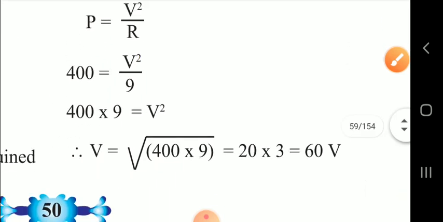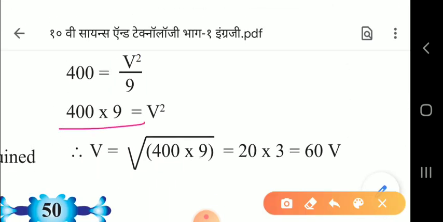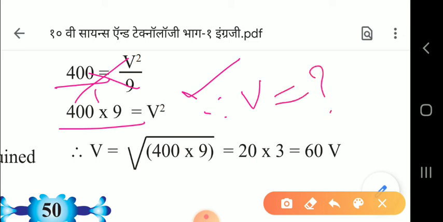Now we will see, children, that 400 into 9, we will do cross multiplication. So 400 into 9, here nothing is there, so we will take as 1. So it will become 400 into 9 equal to V square. Therefore we have to remove V. So V will be equal to under root 400 into 9. So 20 into 20, 400, and 3 into 3, 9. So it will become 20 into 3 equal to 60 volt.